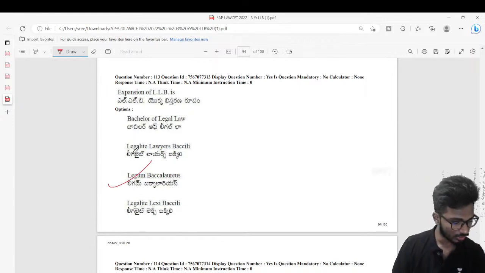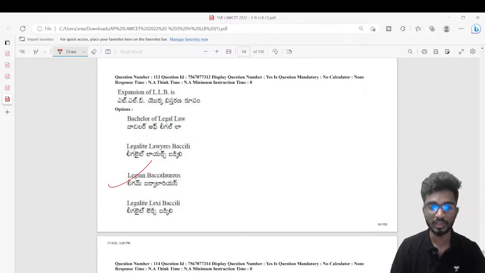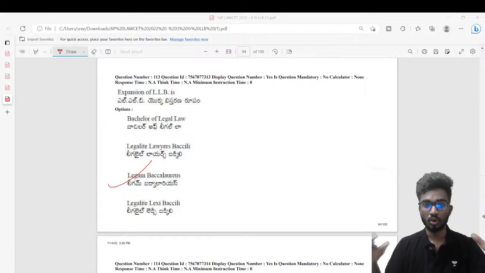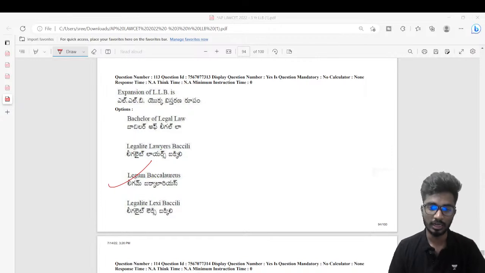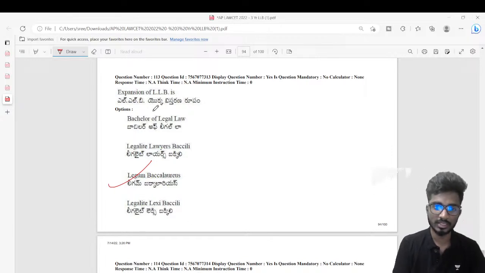Who has got this correct? I think Aishwarya. Raj, you're bad, but your answer is very good. Very good, guys. The answer is legum baccalaureus. So what is the correct way to write LLB? LLB is actually written like this, LL.B.